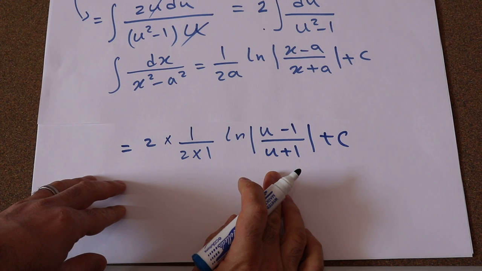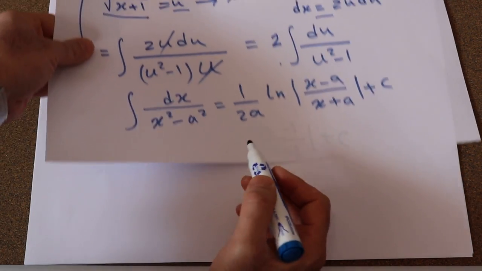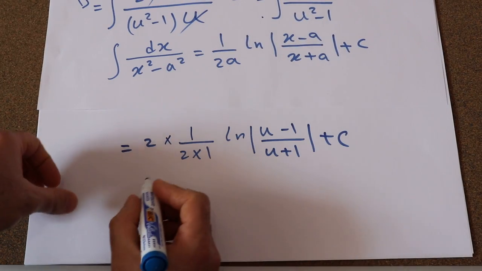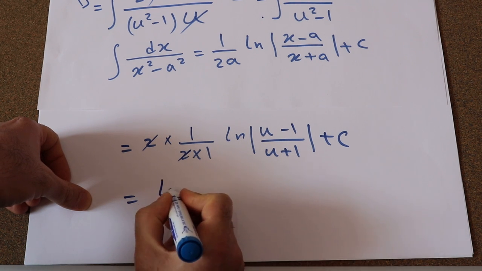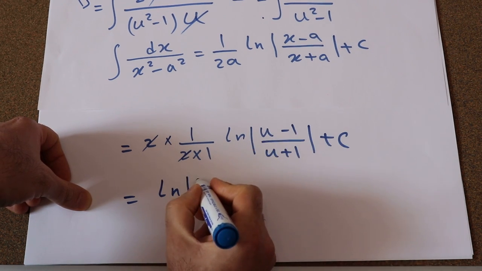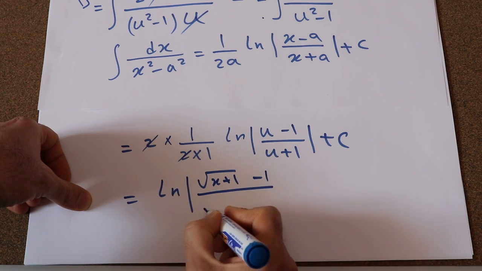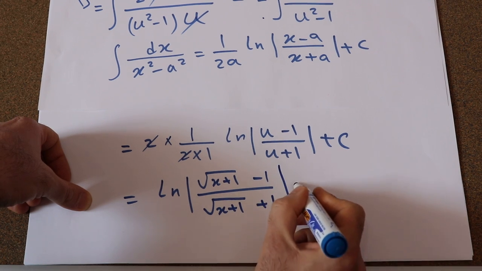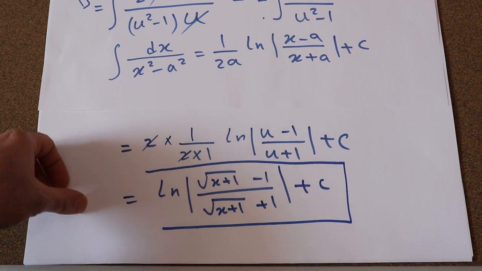So all you need to do here is to basically substitute the value of u by the definition of u, which was square root of x plus 1. Okay, so therefore this one will be equal to, this 2 is cancelled by this one, ln, instead of u I write square root of x plus 1, so (square root of x plus 1 minus 1) divided by (square root of x plus 1 plus 1), okay, plus c, which is the constant of the integral. And that is the solution to our integral.